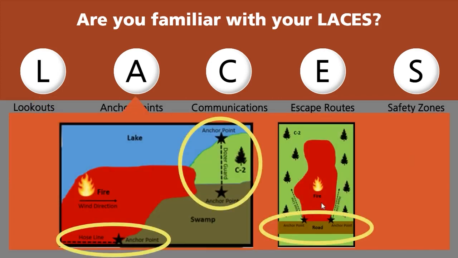A is for anchor point. An anchor point is an advantageous location from which to start or finish the construction of a fire line. Anchor points are usually found in areas that are a barrier to fire spread, such as burned areas, roads, water sources, or large areas of sparse or flame-resistant fuels. Anchoring will reduce the possibility of workers being outflanked and surrounded by the fire.